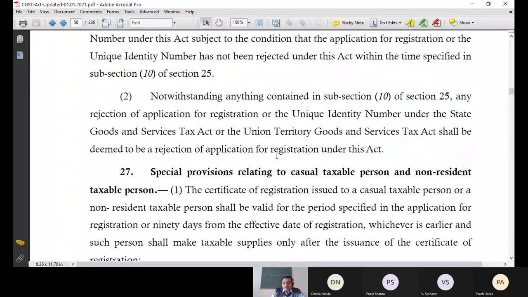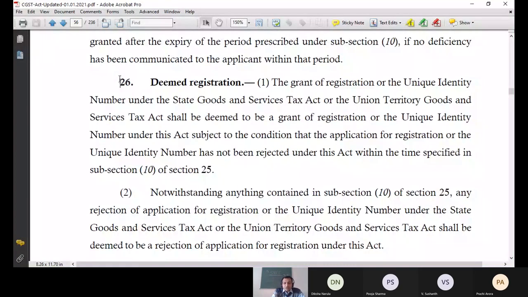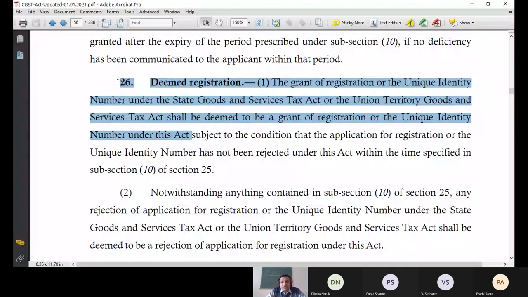This is what my section 26 says as written in the Act. You can read it till this point, that much is sufficient. Section 26, subsection 1: the grant of registration or the unique identity number under the SGST Act or UT GST Act shall be deemed to be the grant of registration or the UIN under this Act.